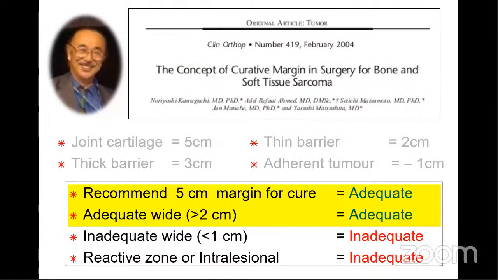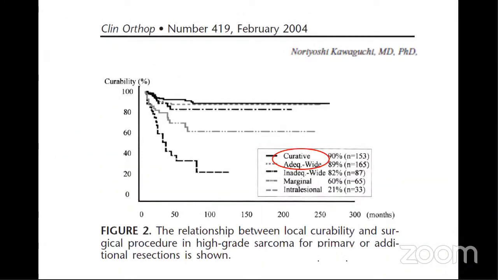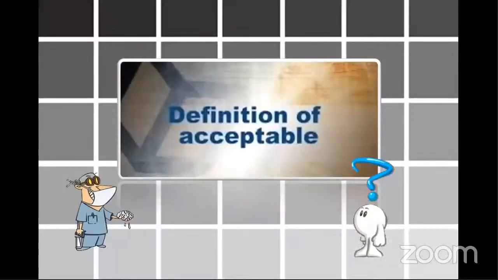And they showed that if you had an adequate wide margin, which was greater than 2 centimeters, and this is qualitative, not quantitative, then that would be adequate. Anything less than that would be inadequate, and they documented that by showing poorer local control in these so-called inadequate margins. But we as surgeons know that all of us define acceptable margins differently.